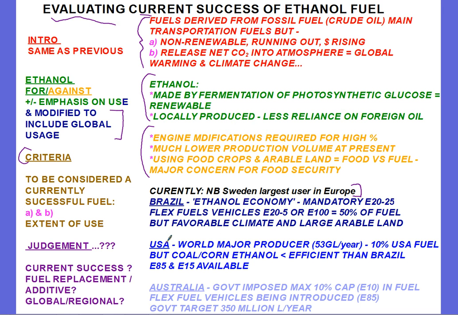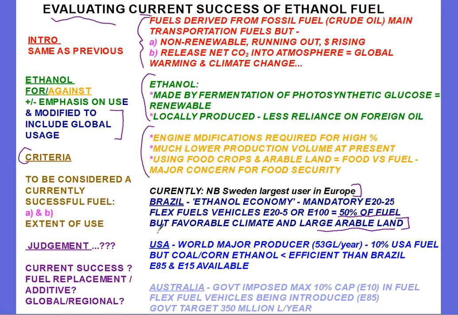Brazil has what's called an ethanol economy. They've got mandatory E20 to 25 fuel, which means the fuel has to have 20 to 25% ethanol in it. Pretty much all the cars are what are called flex fuel vehicles, which can operate on 20 to 25% ethanol or even 100% ethanol, and that means 50% of all fuel burned in Brazil is ethanol, not fossil fuels. But the thing about Brazil is they've got a very favourable climate for growing things like sugarcane, and they've got large areas of arable land in their country, which means that they've got a bit of an advantage when it comes to ethanol, and not all countries have those conditions.